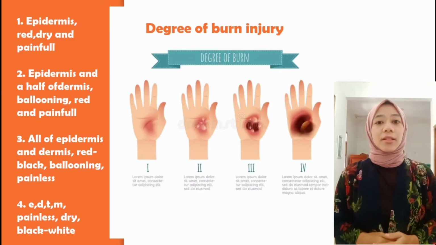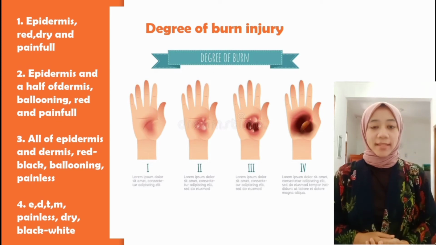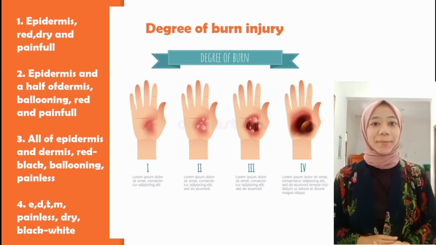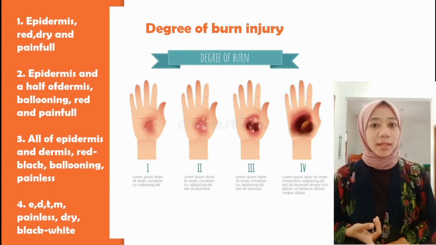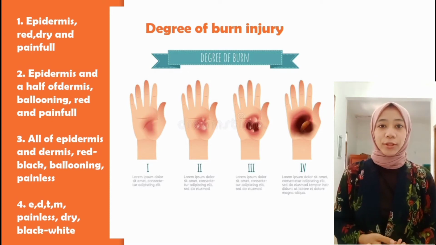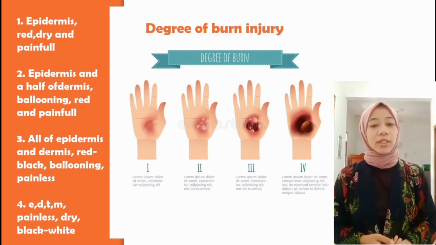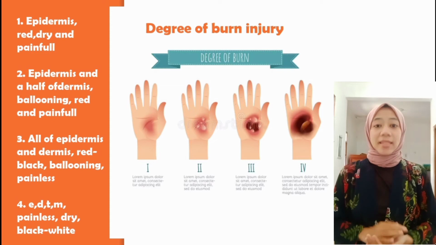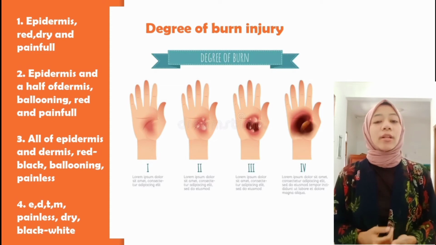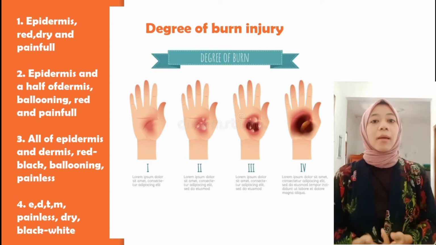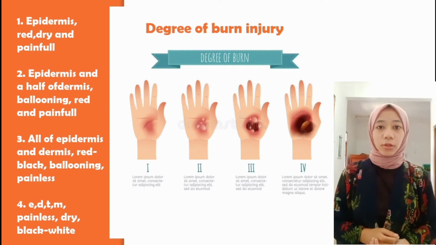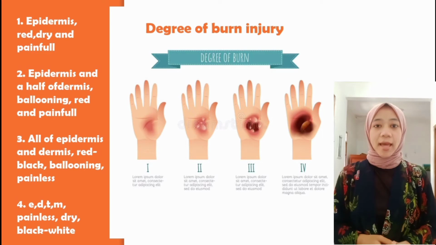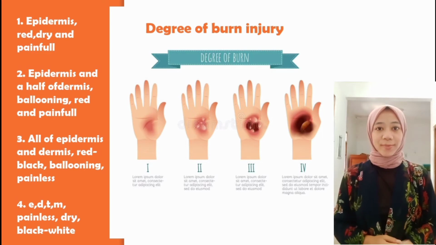The burn has 4 degrees of severity. The first degree has these characteristics: the wound is red, dry and painful, and the tissue damage includes the epidermis of the skin. Second degree, the wound has red color, painful and warm ballooning, and the tissue damage includes the epidermis and half of the dermis.